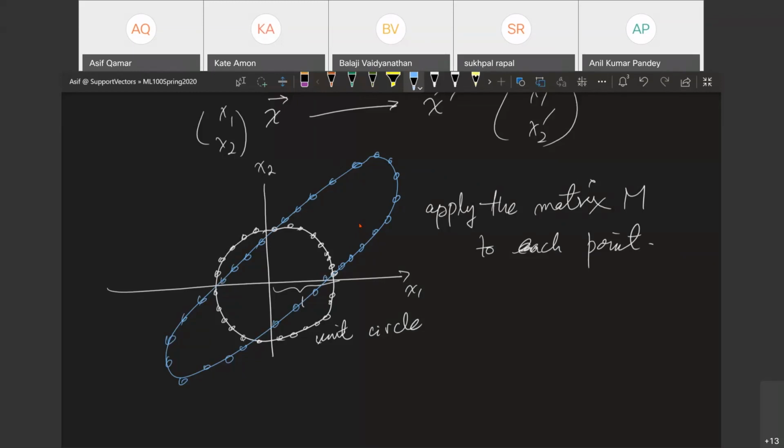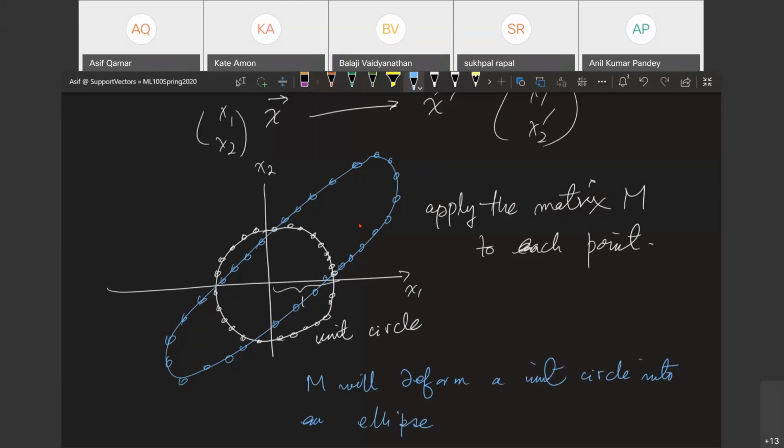Are we together, guys? So I'll write this result. M will deform a unit circle into an ellipse.